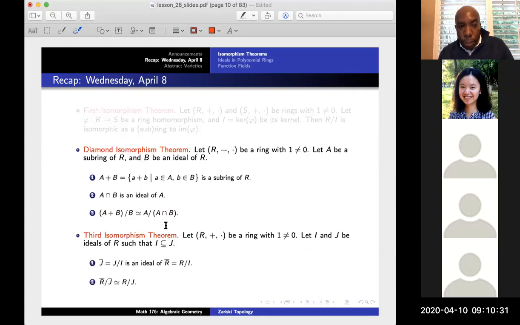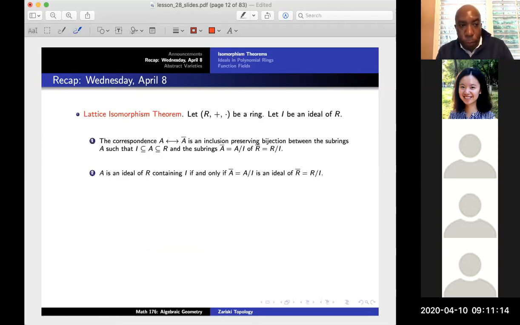The third isomorphism theorem tells us this idea of invert and multiply. If you have 2 ideals, I and J, where J is the larger of the 2, then the quotient J mod I is also an ideal of the quotient R mod I. And the second part is the invert and multiply part. If I look at R mod I quotient J mod I, in some sense I just get rid of the I's, and that's the same thing as R mod J. I'm going to use this third isomorphism theorem a little bit today.